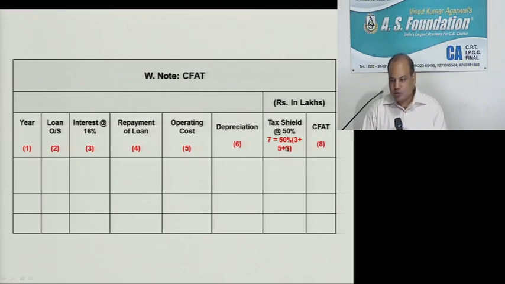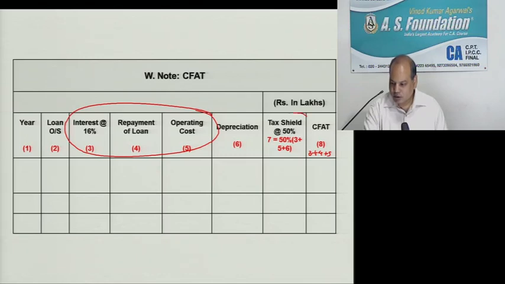And then what is column number 8? CF at 80. How will you reach that magic number 8? CF will be equal to 3 plus 4 plus 5. These are all outflows. And minus inflow. Minus 7. 3 plus 4 plus 5 minus 7. Okay.